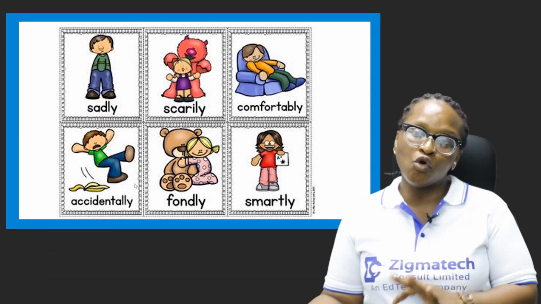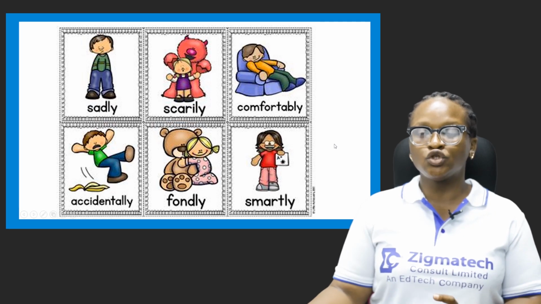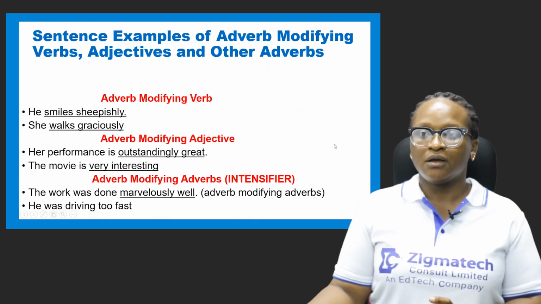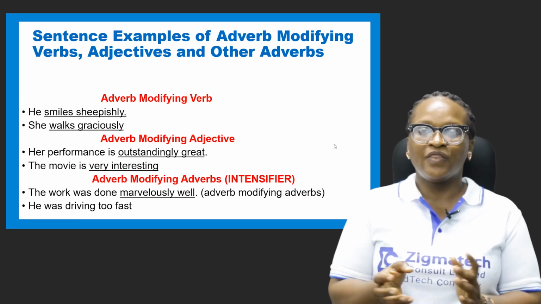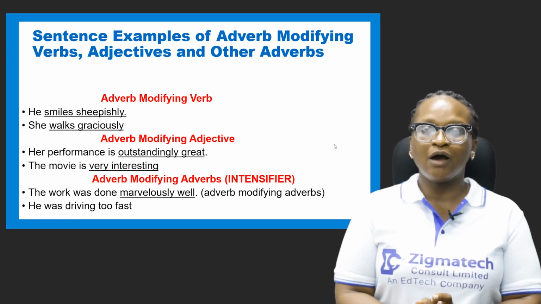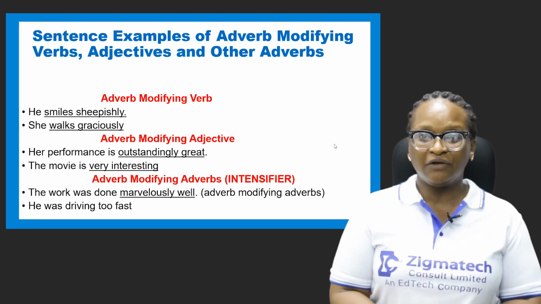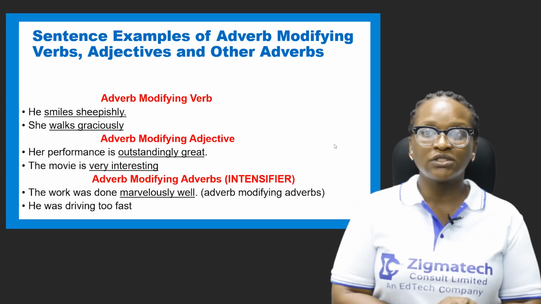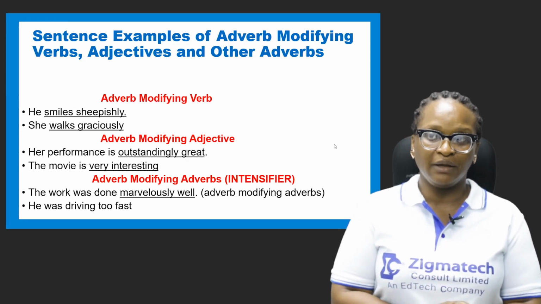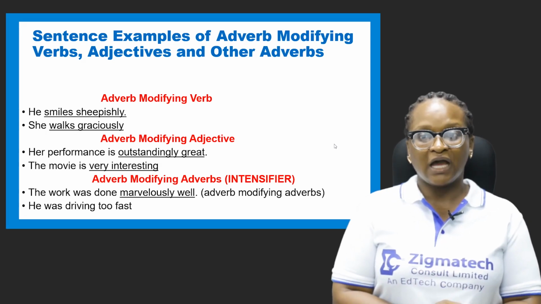How did she walk home? Sadly. So these are adverbs that can be used to modify verbs, adjectives, and other adverbs. Now, one would be asking, how do I use adverbs to modify verbs, adjectives, and other adverbs? Here we have a perfect example, or rather examples, sentence examples of adverbs modifying verbs, adjectives, and other adverbs.